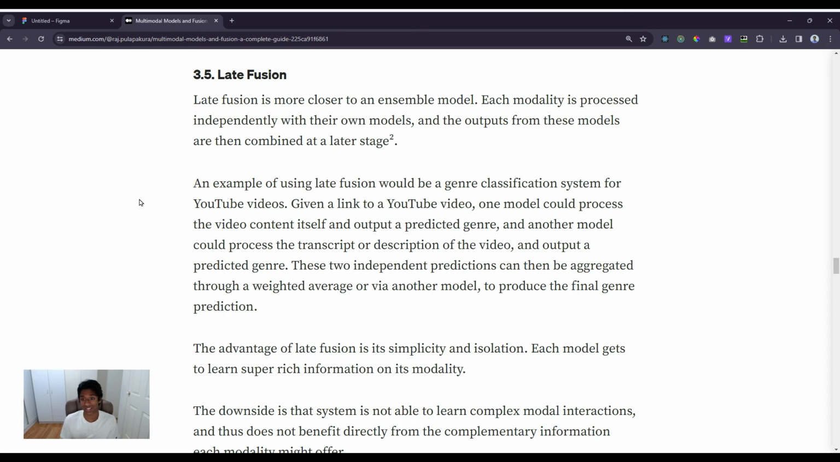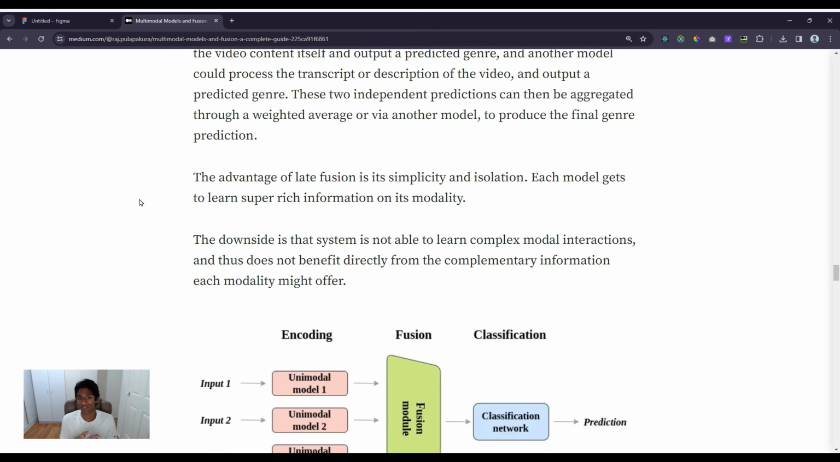An example of using late fusion would be a genre classification system for YouTube videos. Given a link to a YouTube video, one model could process the video content itself and output a predicted genre, and another model could process the transcript or description of the video and output a predicted genre. These two independent predictions can then be aggregated through a weighted average or via another model to produce the final genre prediction. The advantage of late fusion is its simplicity and isolation.